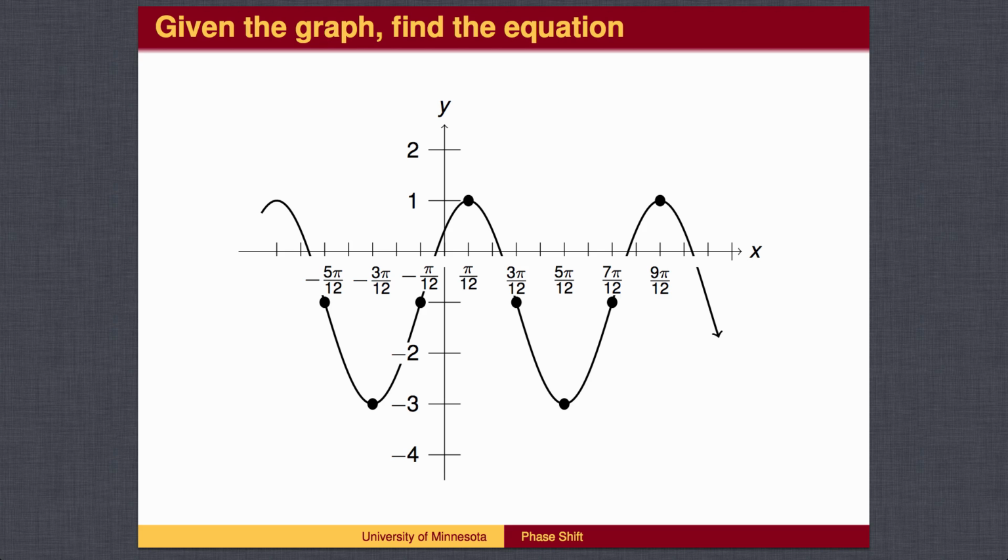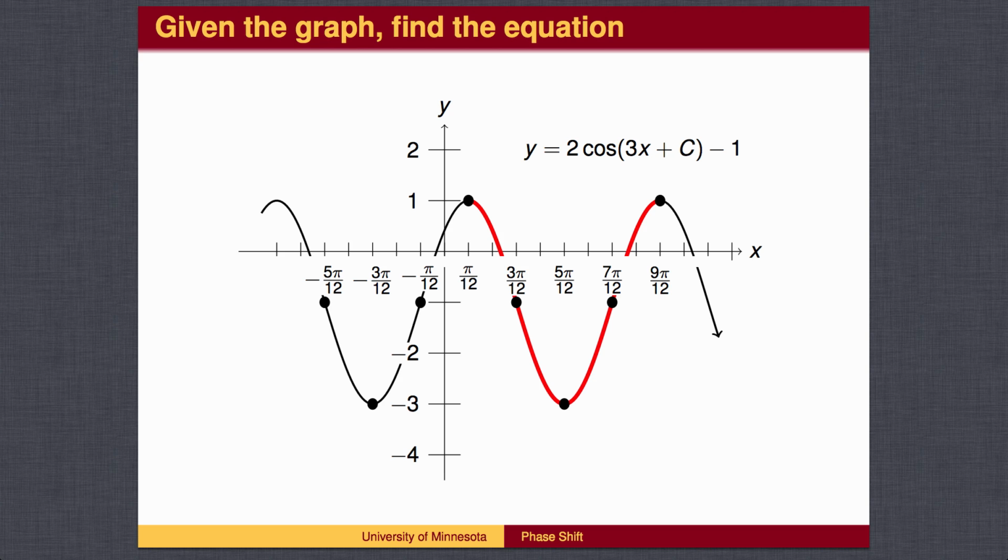Now, let's go backward. Given the graph, can we find an equation? First, we need to decide on the general form. We have several choices. Perhaps we can choose a section that looks like a standard cosine wave. The middle points are at a height of negative 1, so d is negative 1. The graph hits its peak at 1 and its valley at negative 3, which is a total distance of 4. The amplitude is half the distance from the bottom to the top, which in this case is 2.